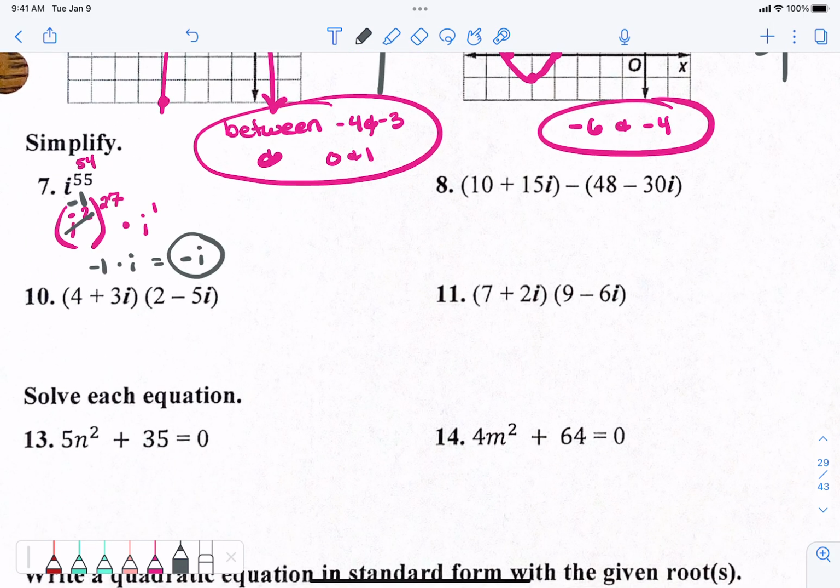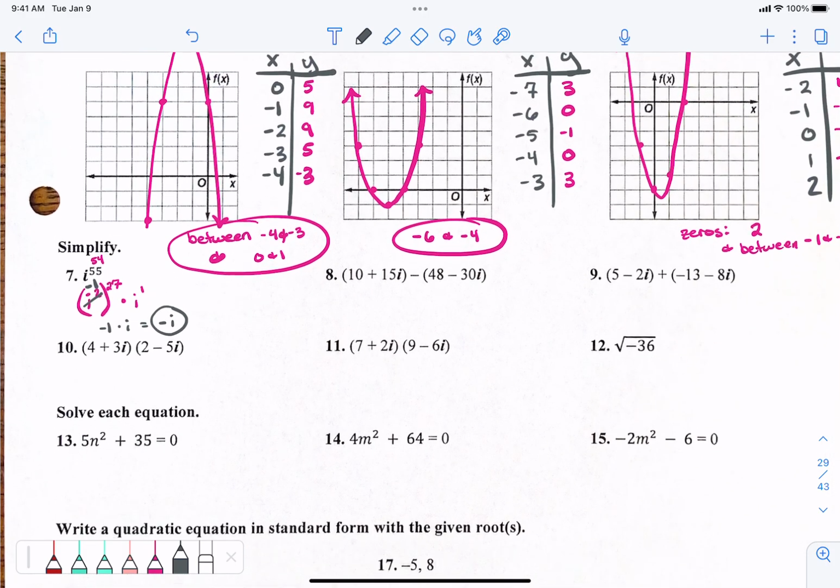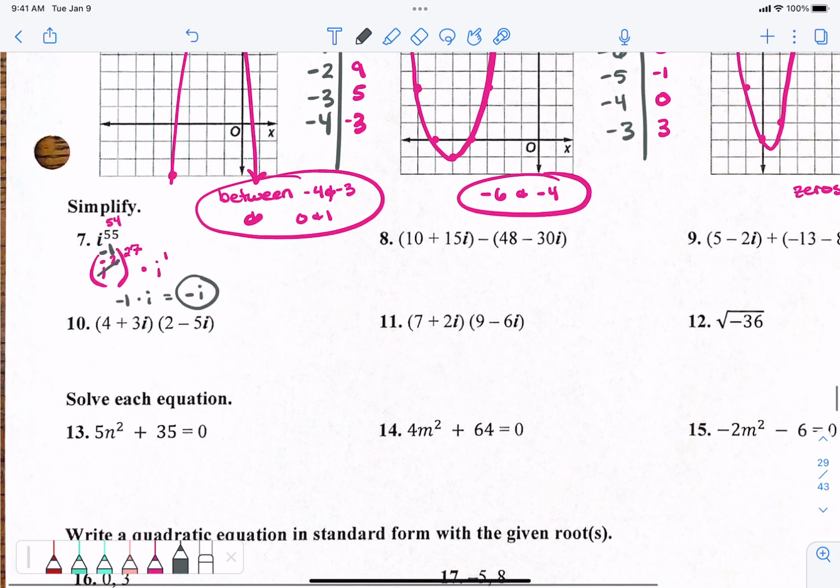Okay, for homework, let's do this. Do 8 through 12 for homework. Can you do that? And then we'll check those answers really fast on Friday, and then we'll begin again with the rest of it. Can you handle it? 8 through 12 for homework.